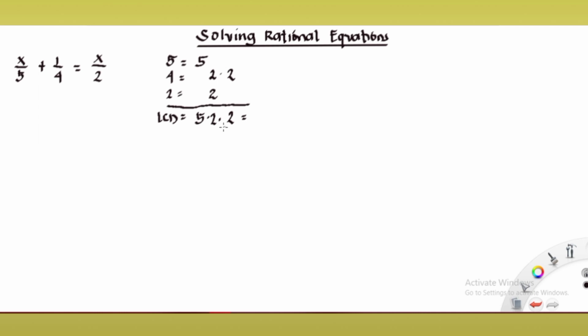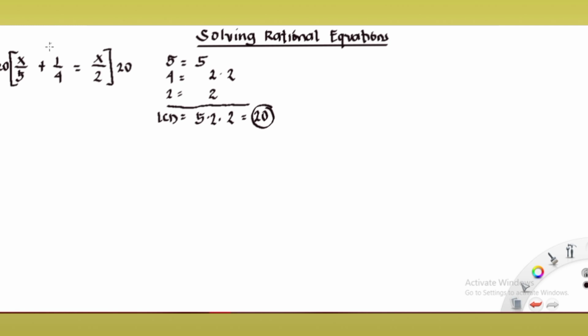And then, dito sa mga factors na ito, i-multiply natin sila. 5 times 2 is 10. 10 times 2 is 20. Therefore, the LCD is 20. Ito yung number na i-multiply natin dito sa buong equation natin para matanggal yung rational terms. So again, multiply the whole equation with 20.